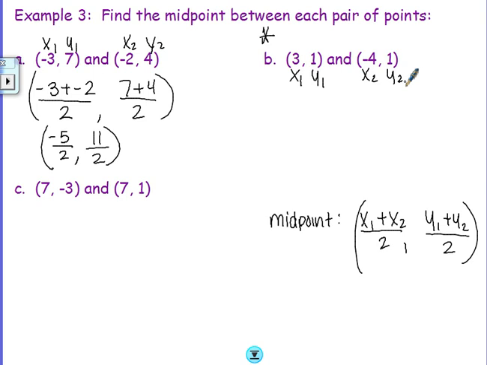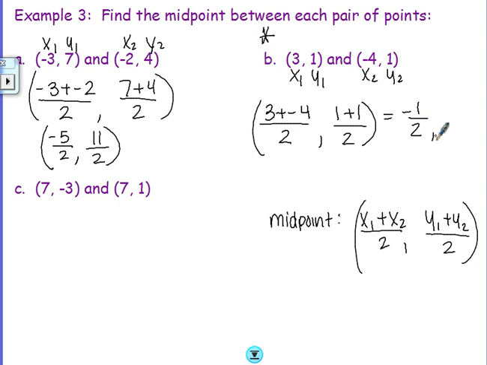Okay, so to find the midpoint of 3, 1 and -4, 1, we label our points x1, y1, x2, y2, and then we take 3 plus -4 divided by 2, 1 plus 1 divided by 2. So 3 plus -4 is -1 over 2. 1 plus 1 is 2, but 2 divided by 2 is 1. So the midpoint of B is -1/2, 1.